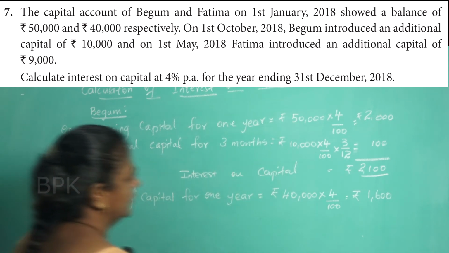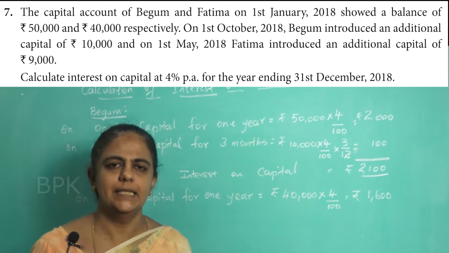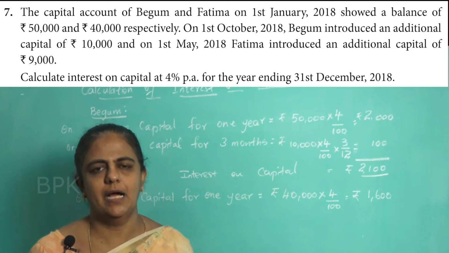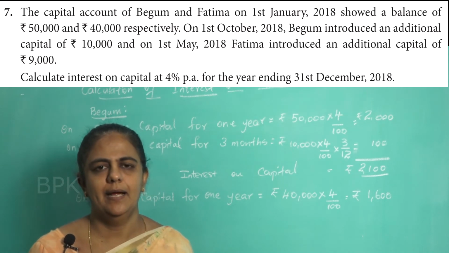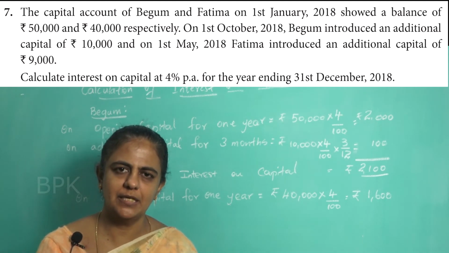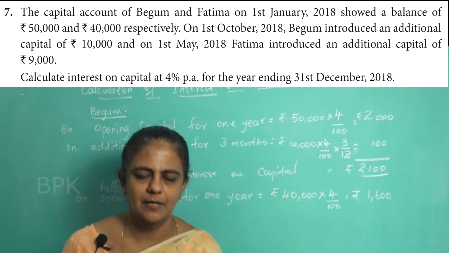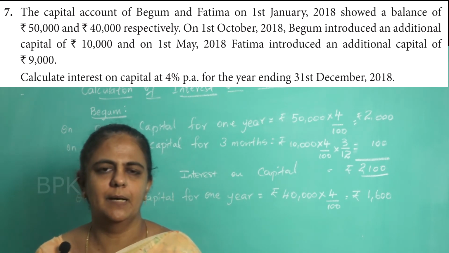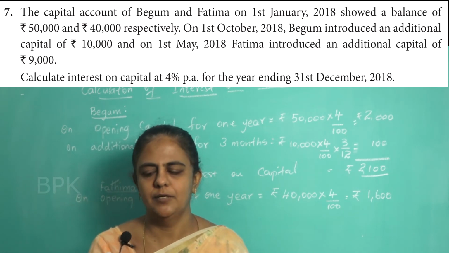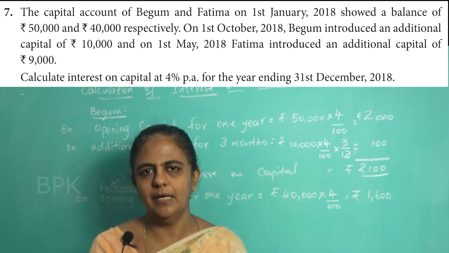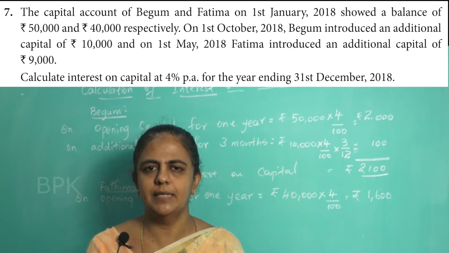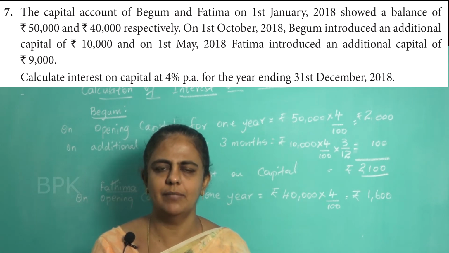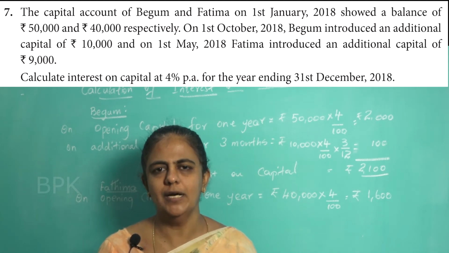Then Fatima is introducing additional capital. How much capital is she introducing? She is introducing 9,000 rupees. When is she introducing? On 1st May. From 1st May to December, how many months? May, June, July, August, September, October, November, December. So 8 months. For these 8 months, you have to give the interest on capital.